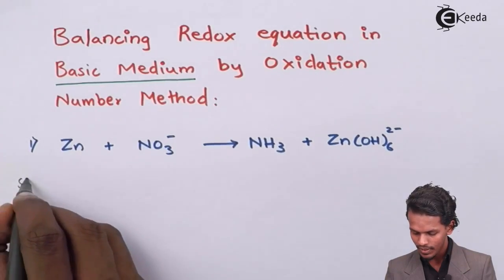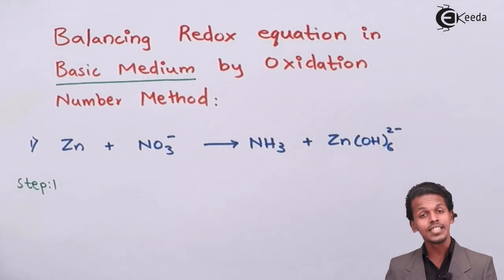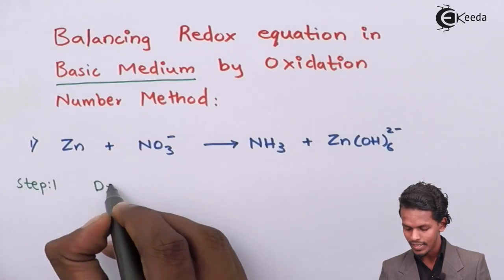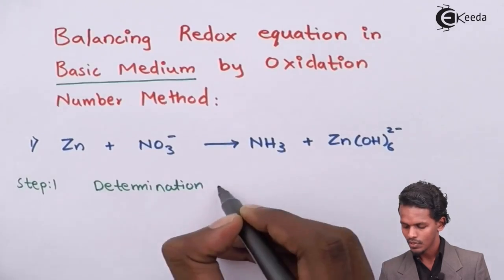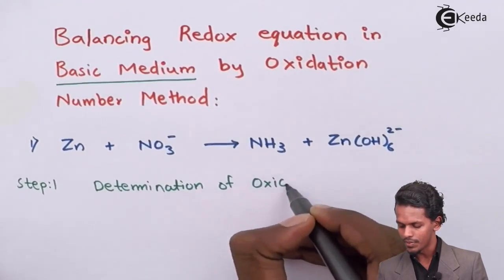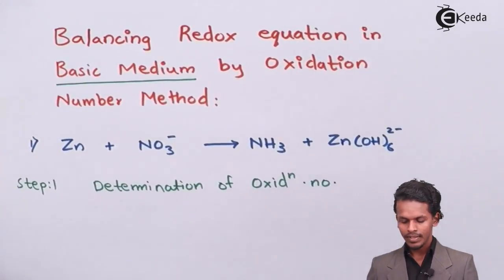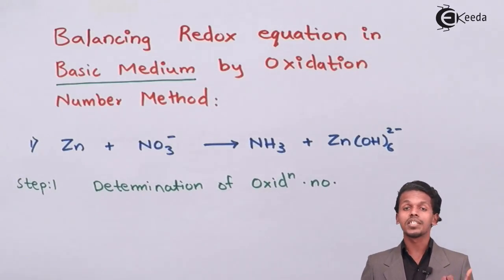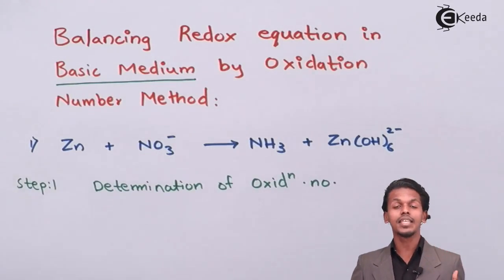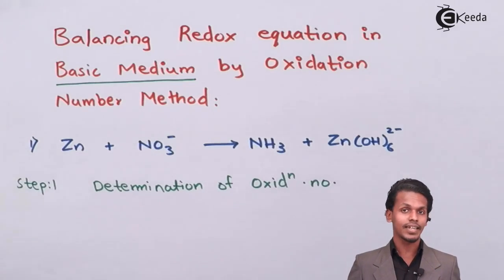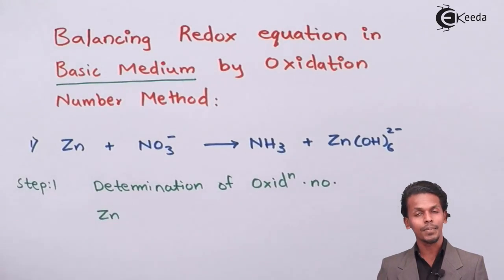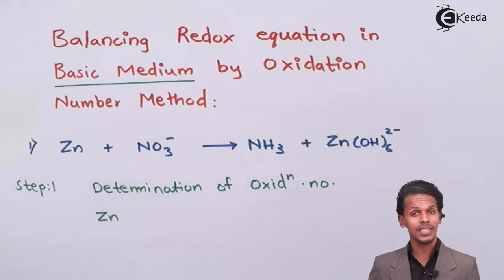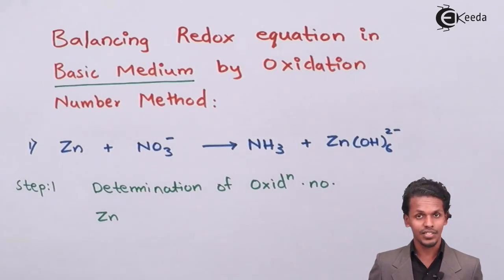as we know, in step number 1, that is determination of oxidation number. So we have to determine the oxidation number of each reactant as well as the product. In this case, the first reactant is zinc. In zinc, as we can see, there is no charge present on it. Therefore, I could say that the oxidation number of zinc in the reactant is 0.